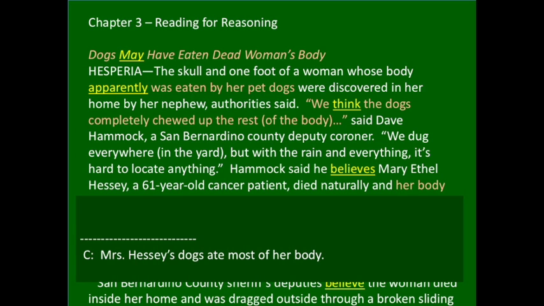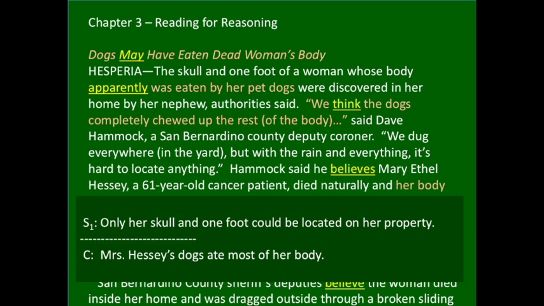Now, as we look through the rest of this passage, there are no support flags, but having identified the conclusion, we can look through the rest of the article and the rest of the information will basically provide the support. We're told that only her skull and one foot could be located on her property. The investigators dug around. Perhaps they thought that the dogs might have buried her body, but after searching and not locating her body, they come to believe that her dogs ate most of her body.